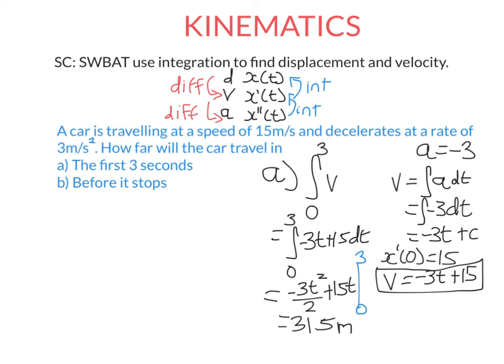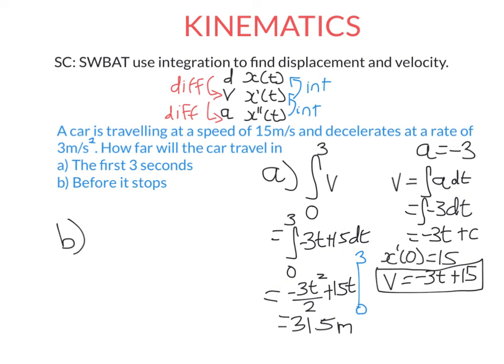All right, let's now answer B. How far would the car travel before it stops? So it will stop when the velocity is equal to 0. So velocity equals 0. If this equals 0, t would have to be 5. So you get minus 15 plus 15 equals 0. So really, I'm being asked how far the car will travel in the first 5 seconds, because it stops after 5 seconds. So rather than go through the whole process here, I've already done the work.